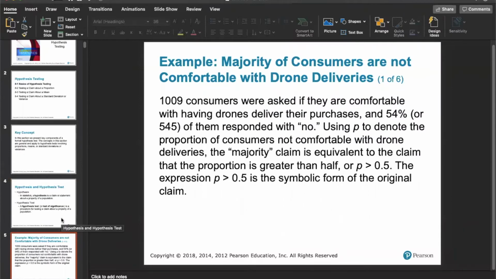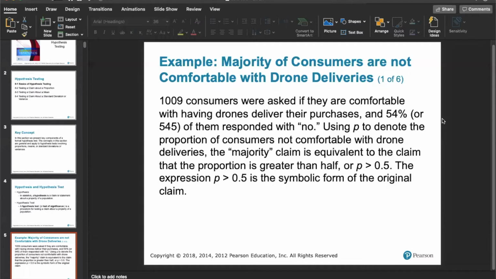Let's move on. They give us an example right away. We're looking at the majority of consumers that are not comfortable with drones delivering their packages. They tell us 1,009 consumers were asked if they are comfortable with having drones deliver their purchases, and 54% of them, or 545 of them, responded with no. Using P to denote the proportion of the consumers not comfortable with drone deliveries, the majority claim is equivalent to the claim that the proportion is greater than half.